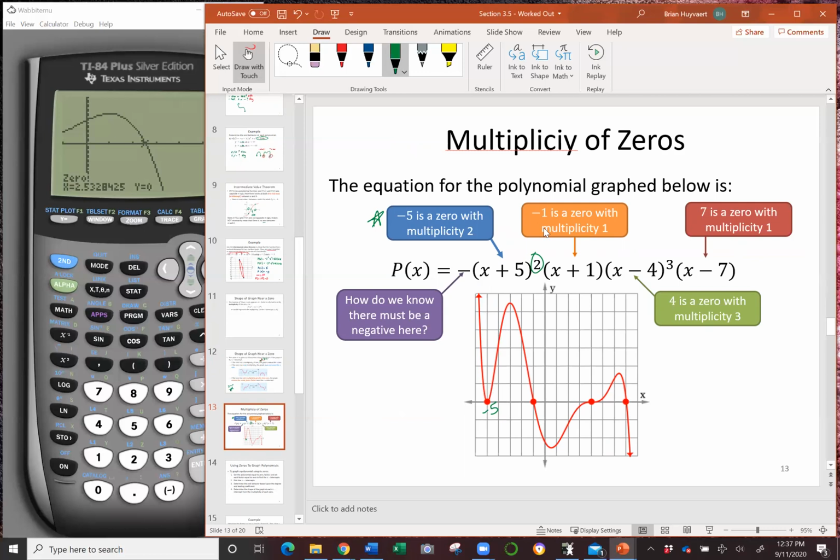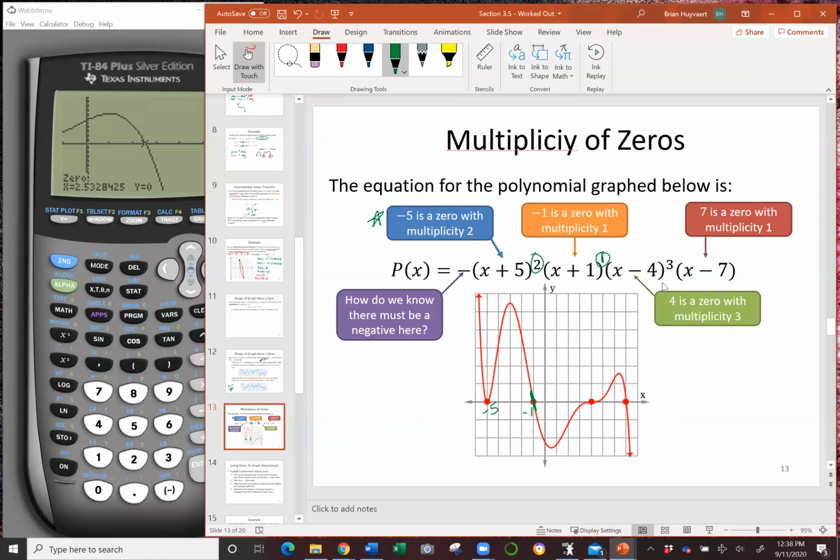Okay, our next term, x plus 1, means we have a 0 at negative 1. That's what would make this 0. It's implied that the multiplicity is 1, right? If we don't have a number up there, it's just going to be 1. And this one, we go straight through the axis. We don't even flatten out. We just go straight through.